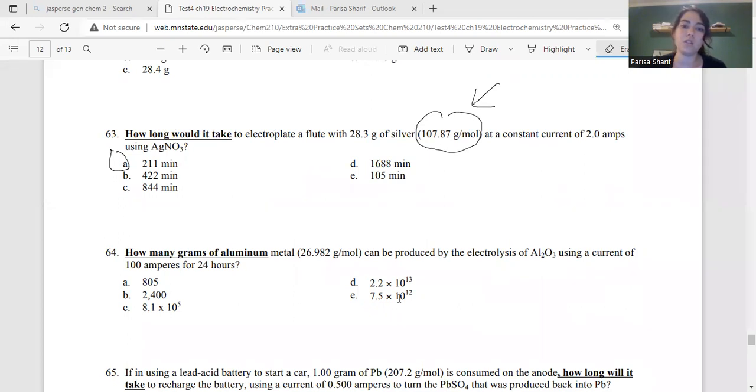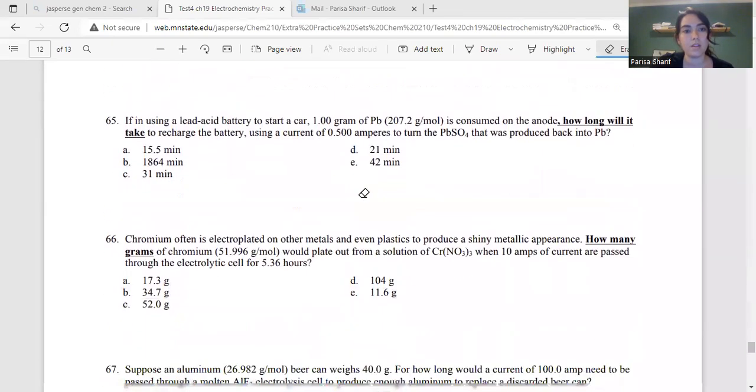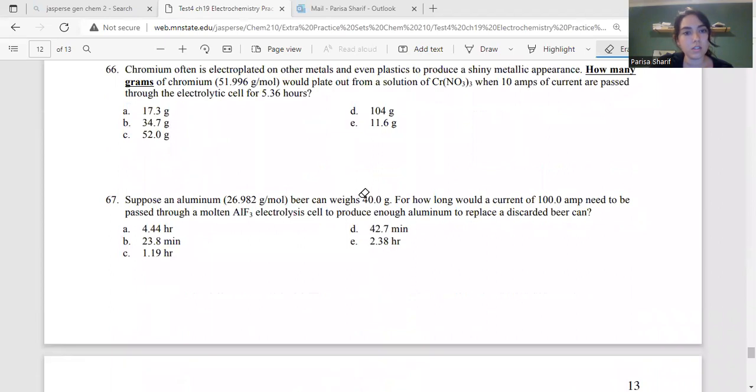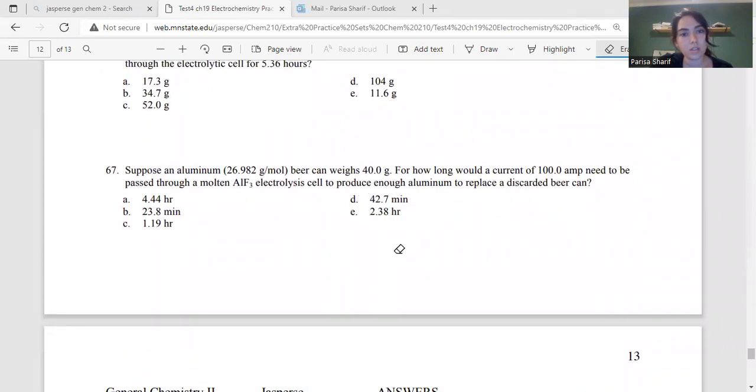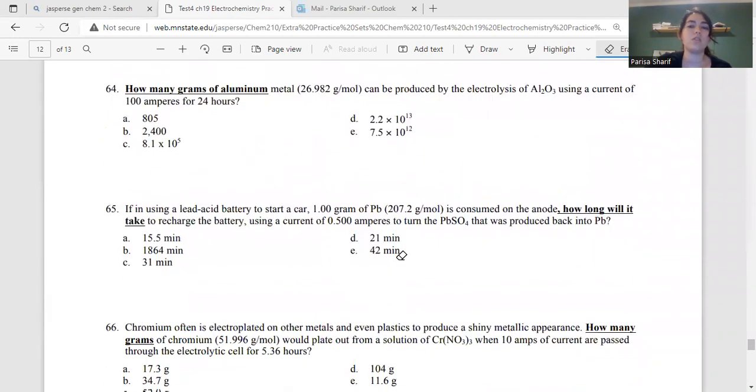Okay, so let's do another one, and this time I won't round, and we'll use the same stencil and everything. So this one says how many grams of aluminum. This one says how long it will take. This one's also about time. Okay, so let's do 64.